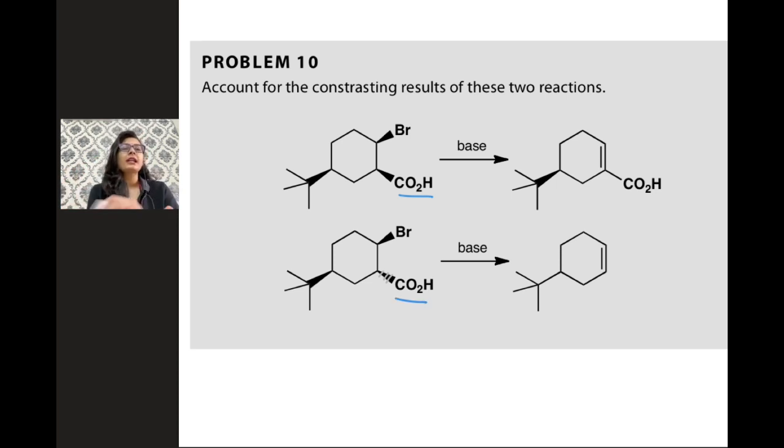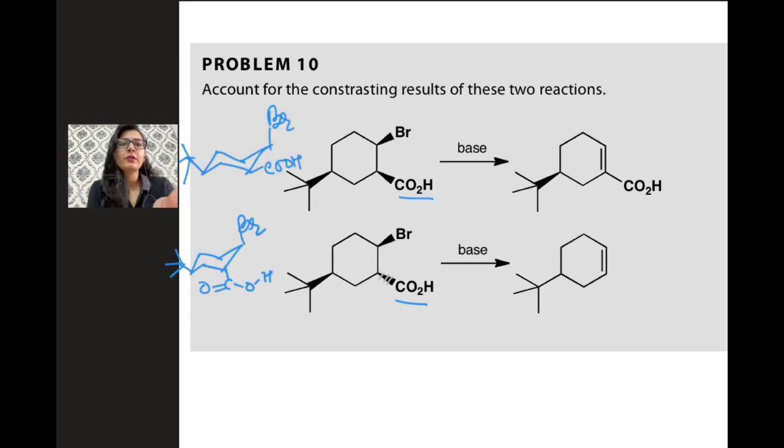Now, these two compounds, these two diastereomers, in the presence of a base, are giving you two different compounds. Why is that so? Try to write the mechanism by yourself, okay? And then we do the reaction mechanism over here. It would be very, very simple if you just try and write the cyclohexane conformation for both of these, okay? So we want to do E2 elimination.